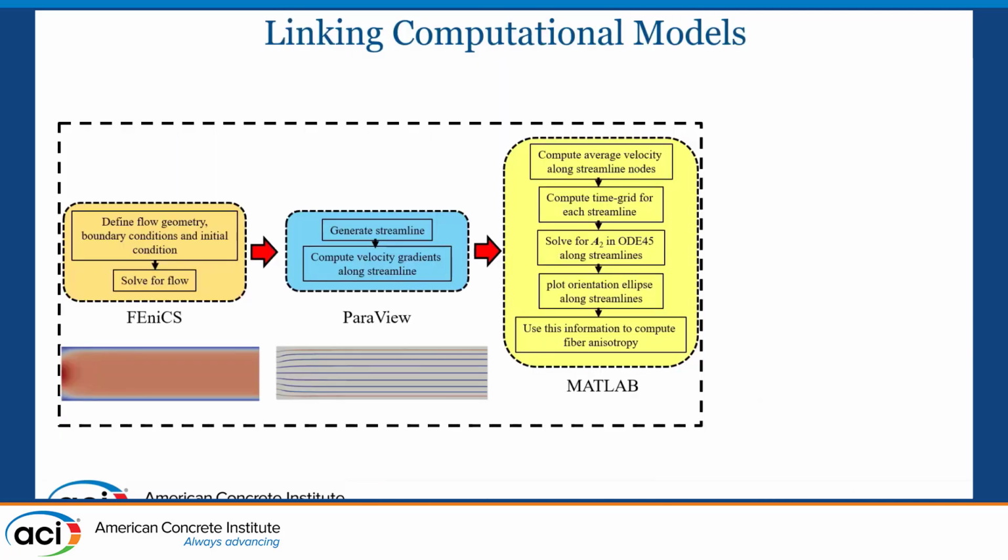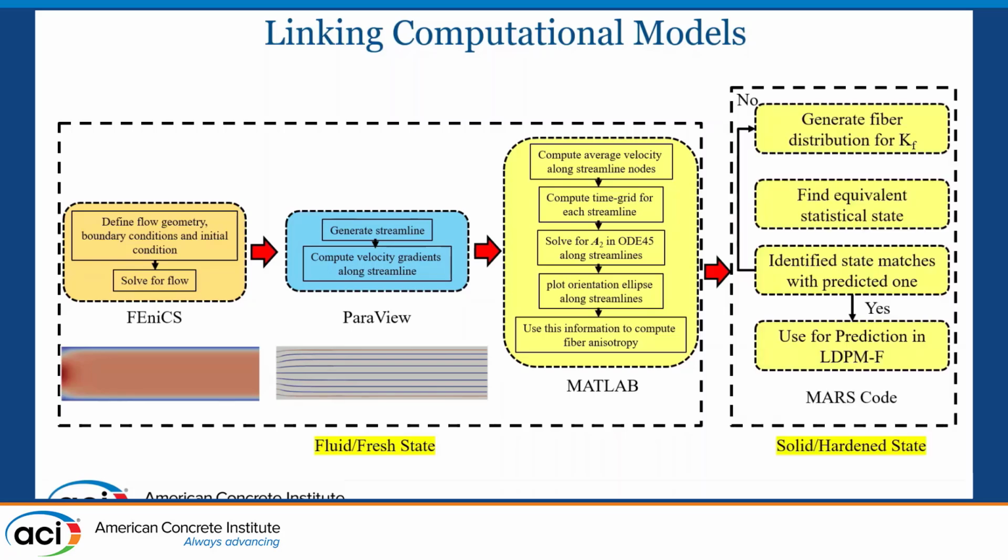So collectively, the framework looks like this. I use the open source software FEniCS for simulating the fluid flow. From that, I generate the ParaView realization to generate the streamlines. From that, I use MATLAB to numerically solve the differential equations for fiber state prediction. Then, using the fiber state prediction in the fresh fluid state, I feed it to the calibration parameter in LDPM-F, which we call KF. That's the calibration parameter that we used, and this is implemented in MARS code.